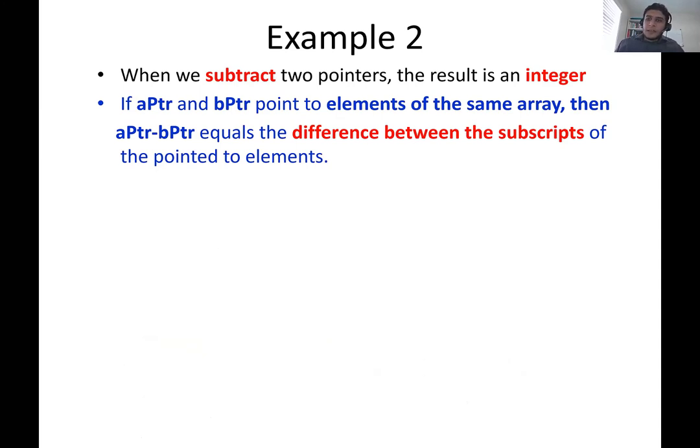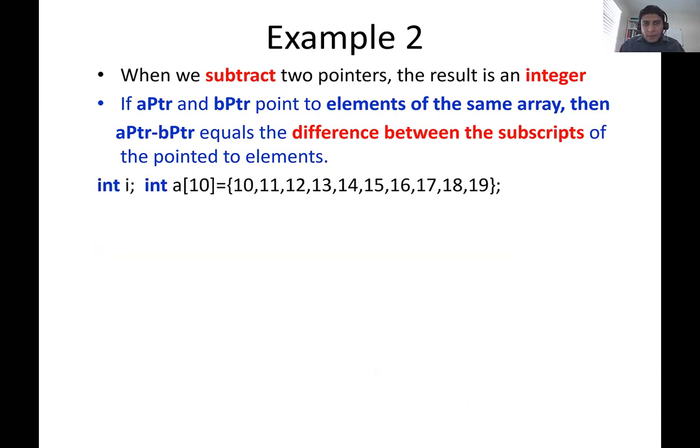We said this in the slide before: if you subtract 2 pointers, you get the difference between the subscripts of the array, right? So let's have an example for this to make sure we understand it. I declare an int pointer. Let me see if you all see my slides here. Okay, perfect. Everything is as expected.